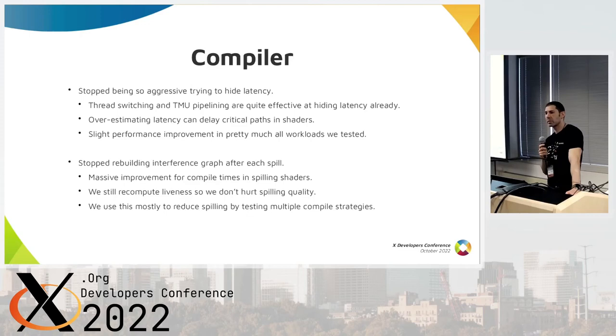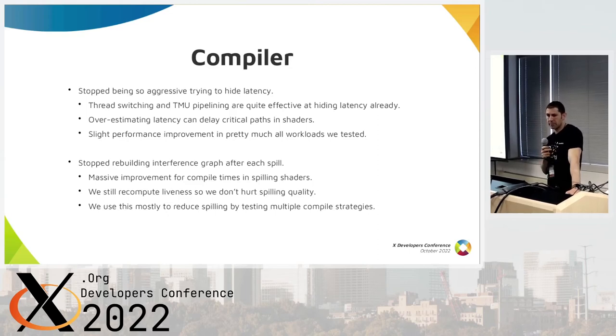Another thing we changed: in the presentation I did here last year, I mentioned we had done quite a bit of work on the compiler to have multiple compiler strategies trying to optimize shaders so that we don't have spilling, if possible. One of the pain points there was that if you have spilling, that is a very slow process because we were rebuilding the interference graph every time. Now we don't do that anymore, which makes this a lot faster.